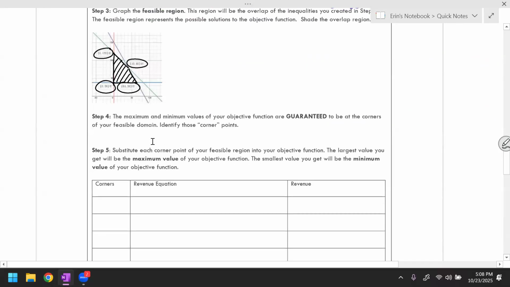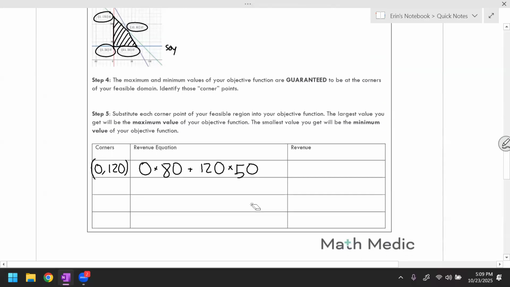So let's try one: 0, 120. That would be 0 soy, 120 corn, because this is soy, and over here is corn. Soy is sold for 80 each. So it's 0 times 80 plus 120 times 50. That gives us a revenue of 6 grand. Not bad.